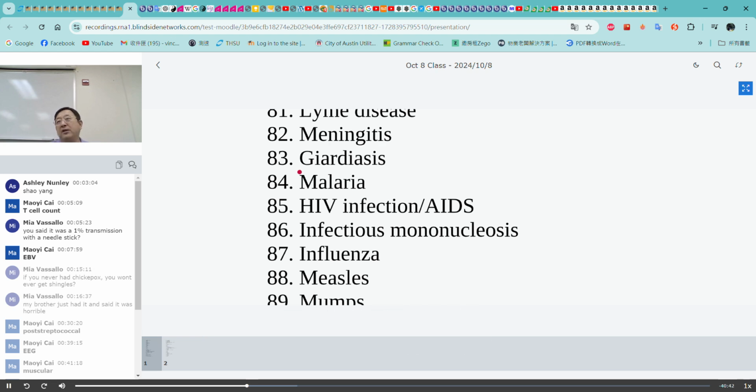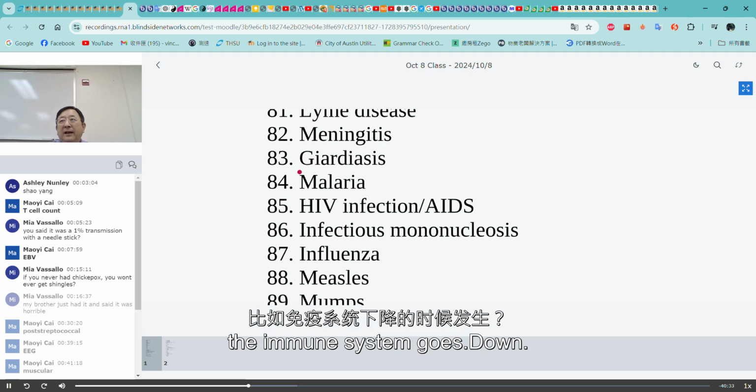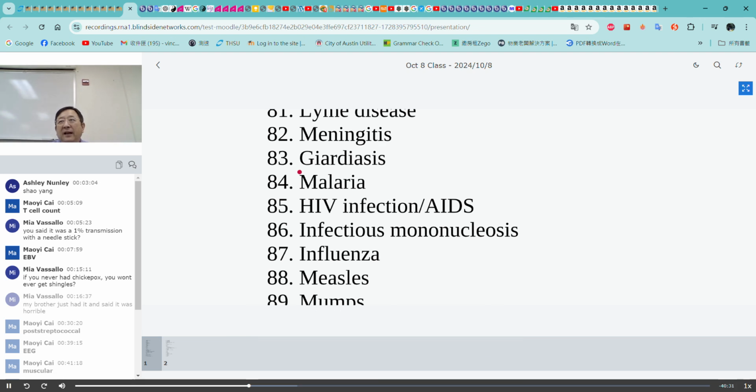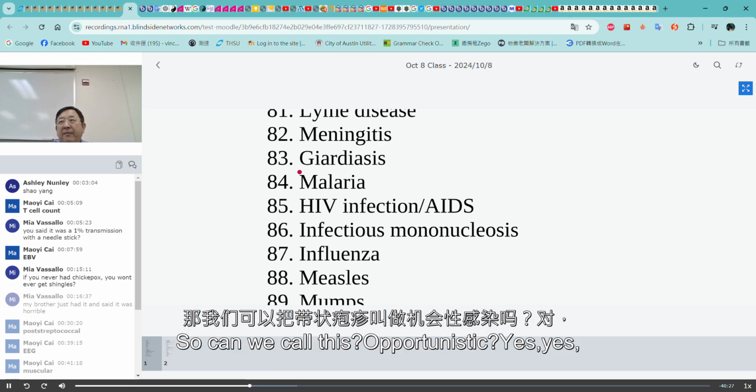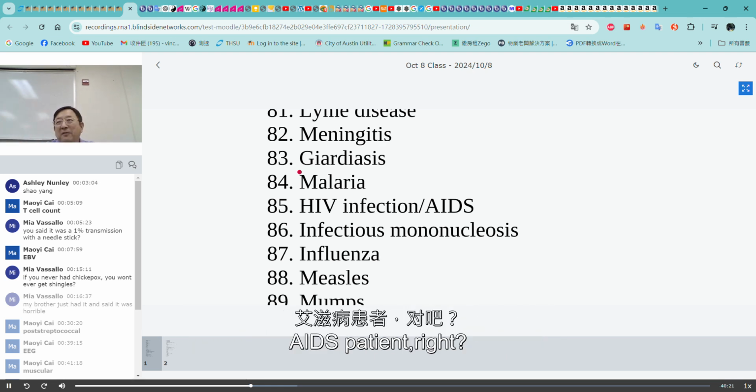So I wonder, chickenpox might occur when someone's immune system goes down. Right. So can we call this opportunistic? Yes, opportunistic, like an HIV patient, an AIDS patient.